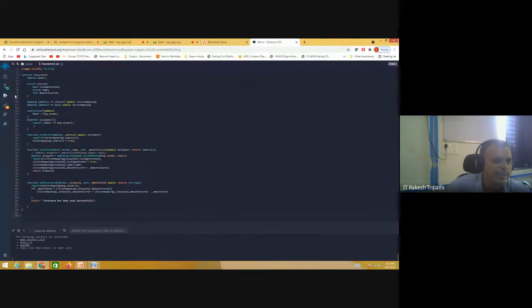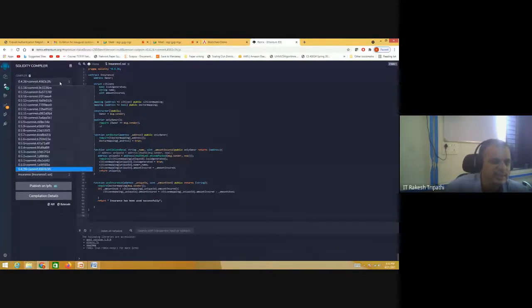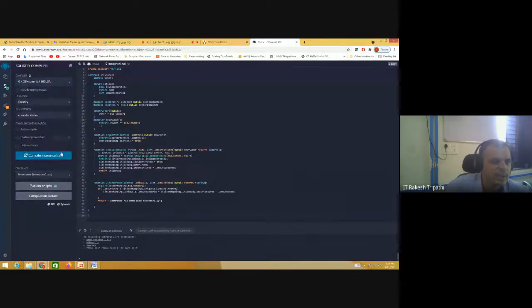So, in the compiler, there are many compiling options. There are many compilers. So I have written this directive to say what compiler has to be used to compile this code. It's 4.26 and above. So he has used 4.26. These are the different compilers possible. And Solidity is the language.